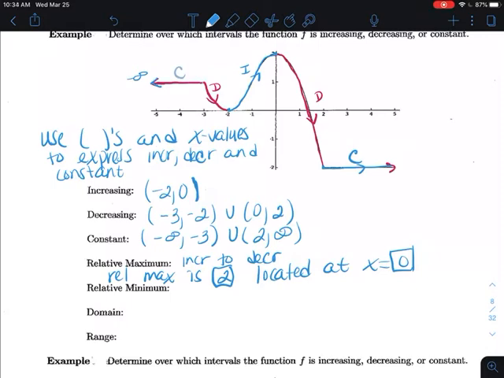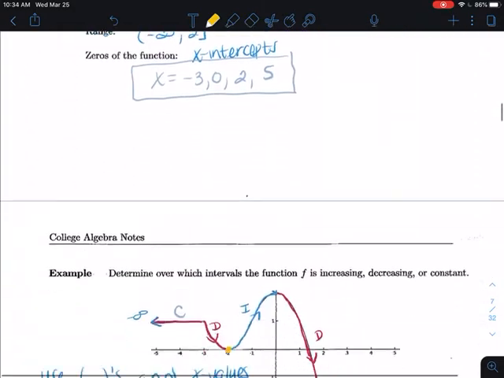All right, relative min is where it goes from decreasing to increasing. So to answer this question, this graph has a relative min, the point is actually here. The y value associated with that point is 0. So I would say the relative min is 0, and it's located at x equals -2. Oops, sorry about that.